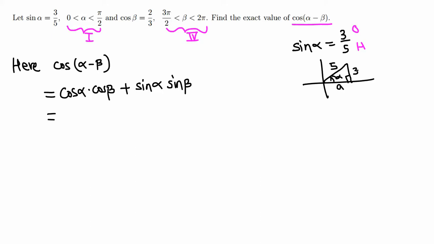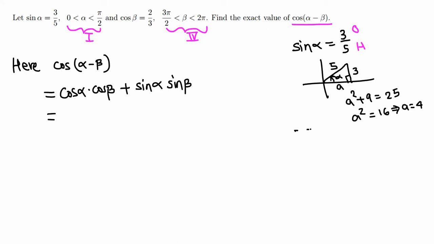A squared plus B squared equals C squared. So A squared plus 3 squared, 9, equals 5 squared, 25. Subtract 9 from both sides, that's 25 minus 9, 16. Take the square root, a equals 4. So this is 4. Now we have all three sides for this right triangle with reference angle alpha. Now we can find any trig function, and we can find cosine alpha as well.